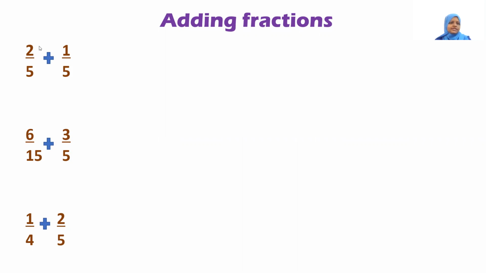The first one, when you look at it, you understand that the numerators are different, whereas the denominators are the same. If you get such questions where the denominator is the same, it is super easy. What you have to do is add only the numerators. Now 2 plus 1 is 3. That's all. And the denominator becomes 5.